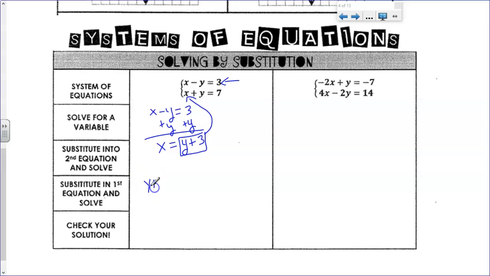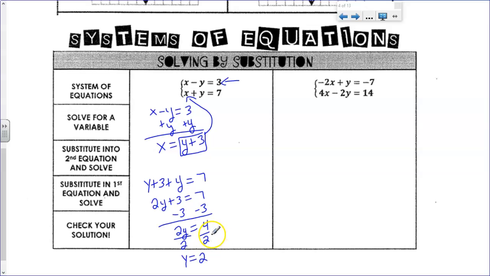So in place of x, I'm going to put y plus 3, and then plus y equals 7. I'm going to combine like terms, so that's going to give me 2y plus 3 equals 7. Subtract 3 from both sides, because I'm solving for y. 7 minus 3 is 4. Divide by 2, so y equals 2.